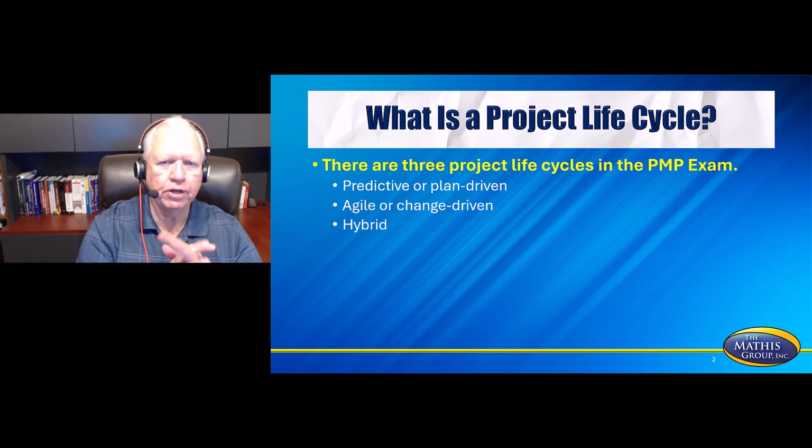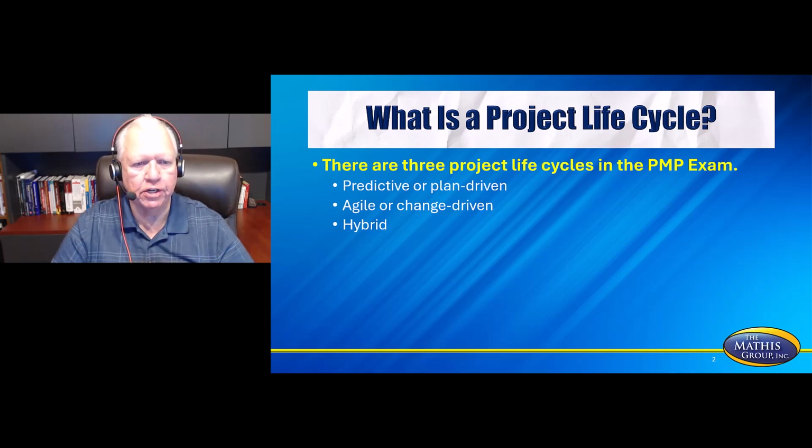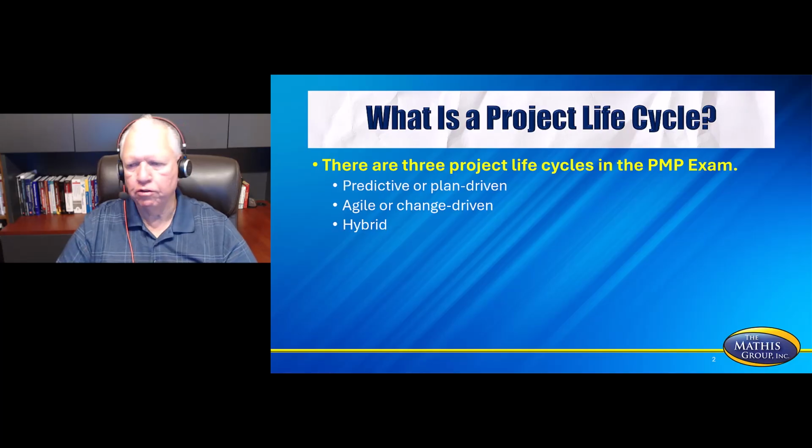First off, there are three different types of life cycles for the purpose of your test. There's predictive or plan driven, which is your traditional. There's agile or change driven, which is your agile or scrum. And then you have hybrid, which is a merging of the two.